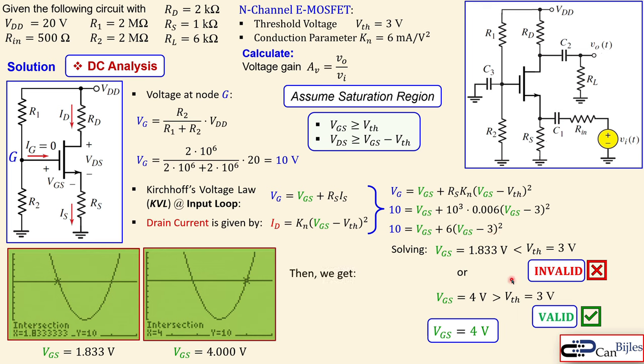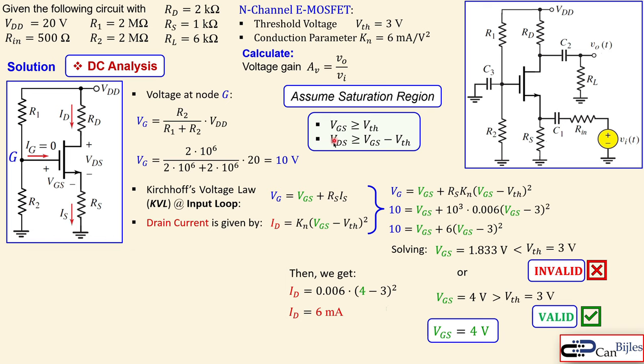Now we can use that in the expression for the drain current, in here, and we get 6 milliamps exactly. So that is now the solution for the drain current and also the gate to source voltage. But we need to check the second condition also, because we don't know yet if this is also true.